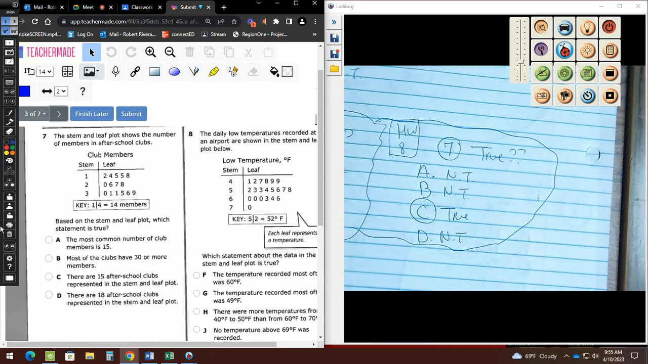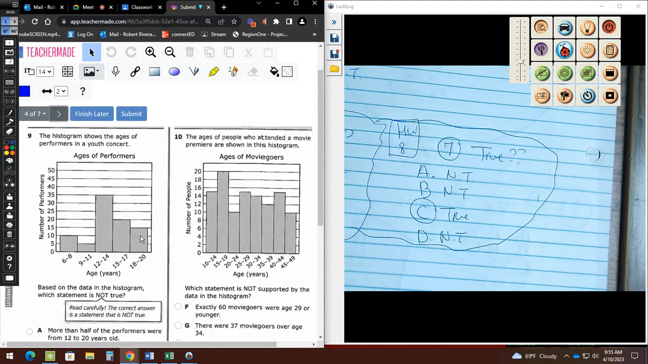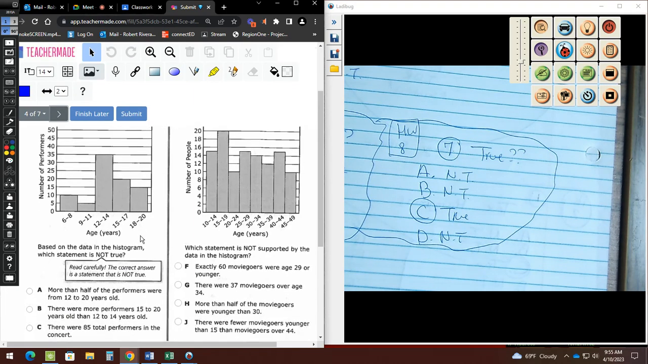Homework is number 8. Next slide. Here we have some more histograms. Now this time they want which one is not true. So we have to be careful with these because sometimes you read the first choice, you think it's true, and the kids that don't check all the choices, you're gonna get it and you're gonna be wrong this time.